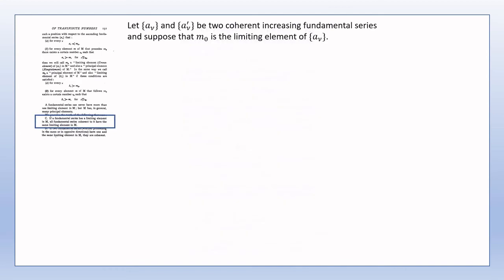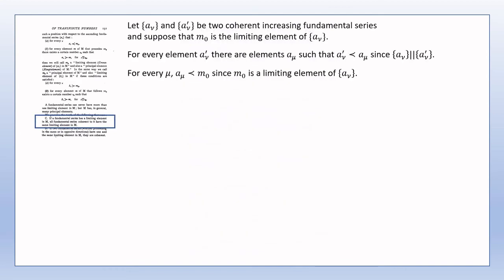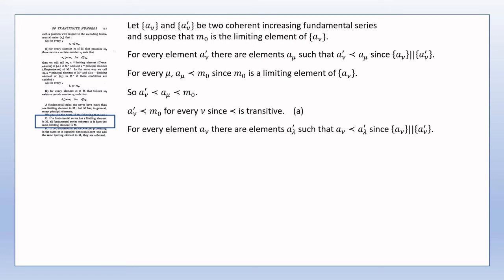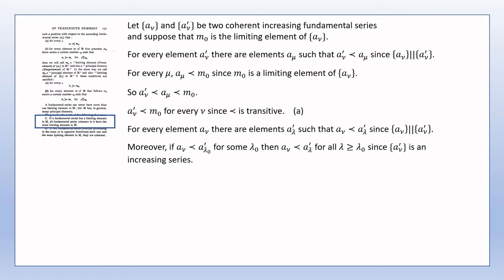I'll just run through a proof of Theorem C for increasing fundamental series as an example, and to give an idea of how the proofs of some of the other theorems in this section may proceed, since Cantor doesn't give any proofs of the theorems in this section.